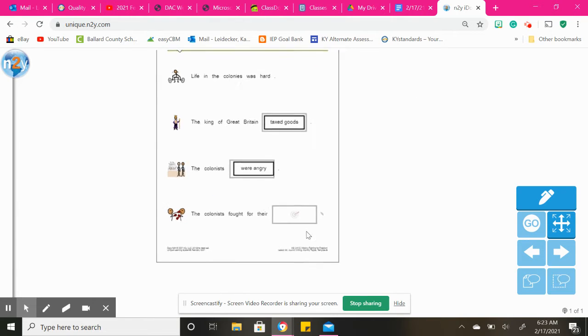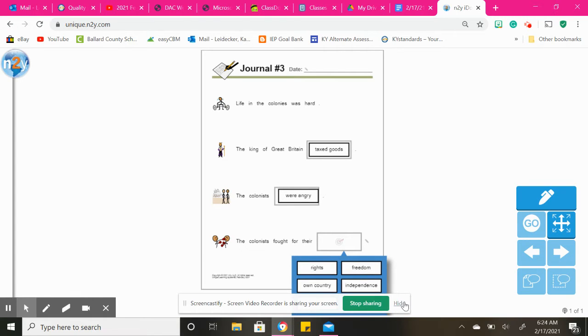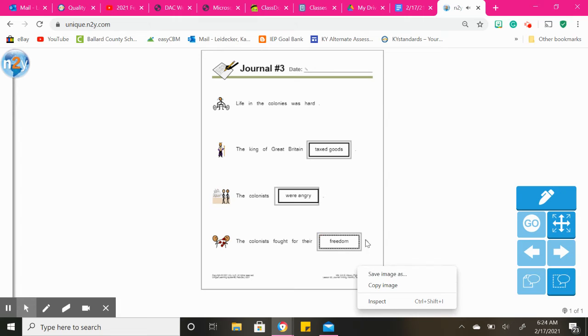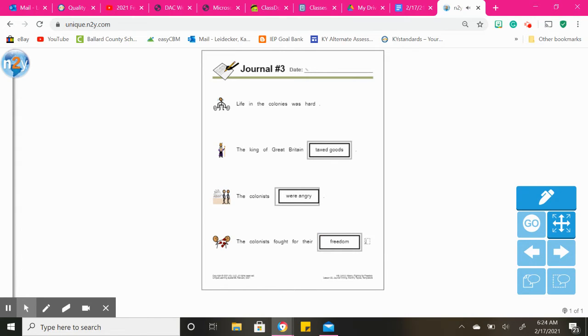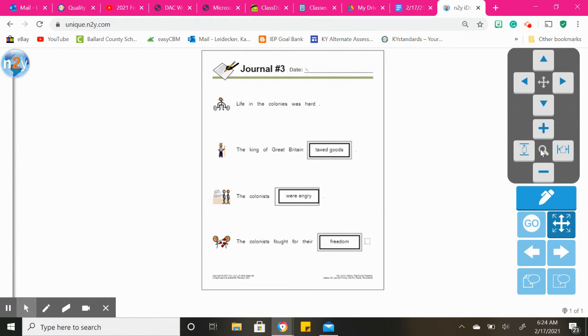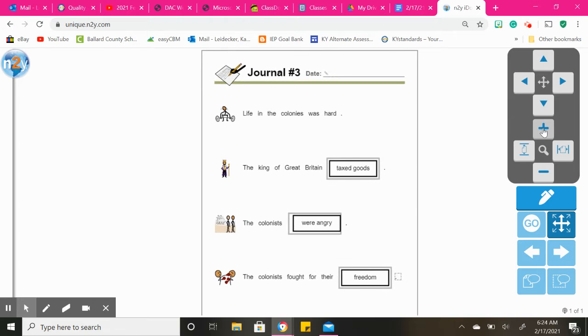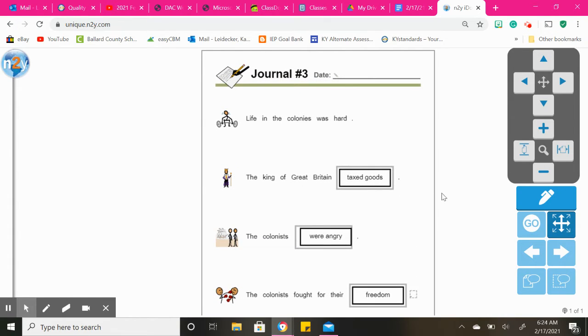The colonists fought for their, and it should be freedom, rights, own country, independence, all of those things. Okay, so like I said, if you are on a different ability level and you have just a bunch of lines on your paper, go ahead and pause this. I'll make it a little bigger. Go ahead and pause this. And that will be the sentences that you write.